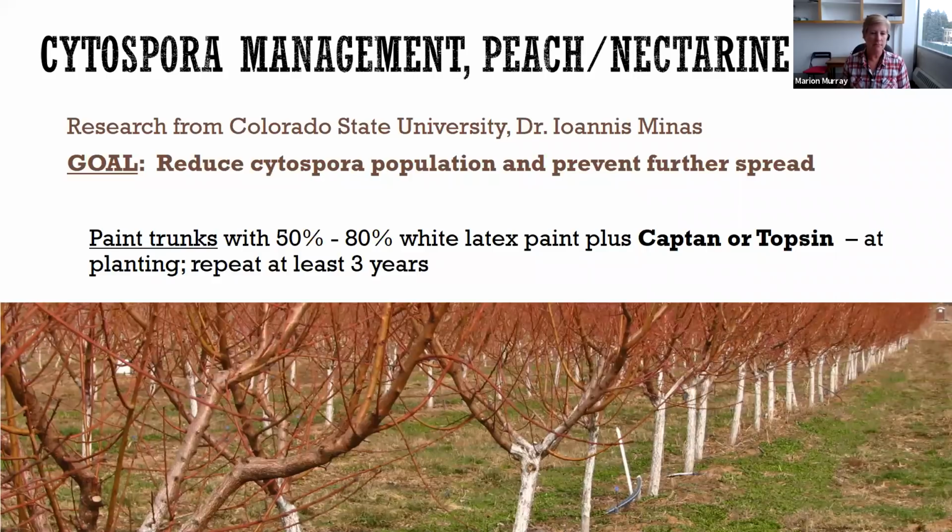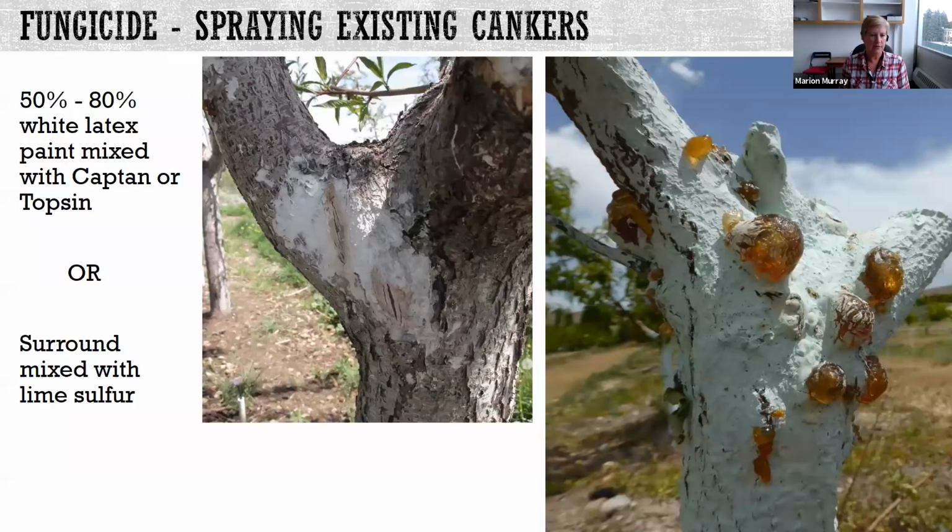But in any case, mixing a fungicide, Captan or Topsin, worked the best of all the ones they tested, with that latex paint, to protect those new plantings from infection. It would be repeated once a year, and it could be done any time of the year really, but fall or at planting would be the best time. After 3 years, those younger trees are pretty protected. So that was one thing that they have found.